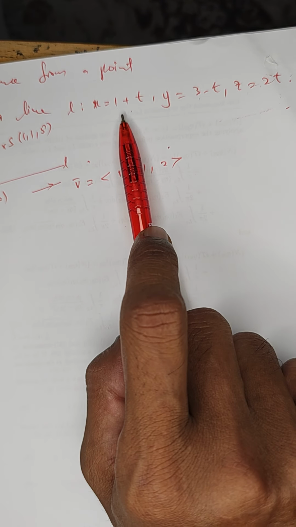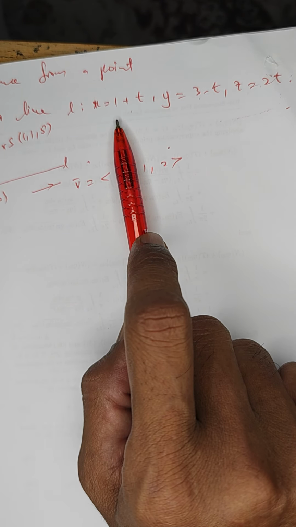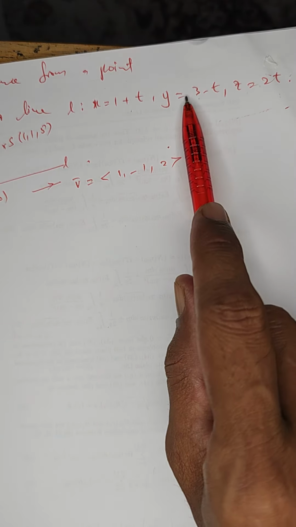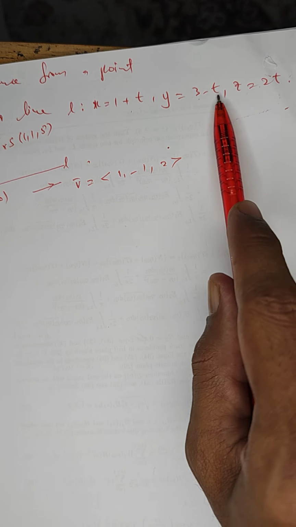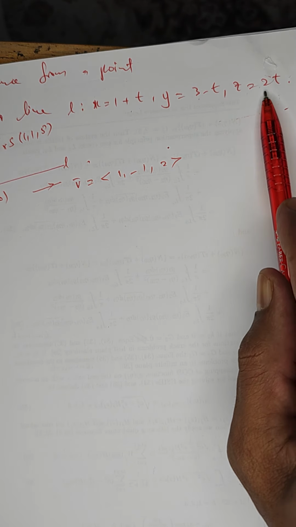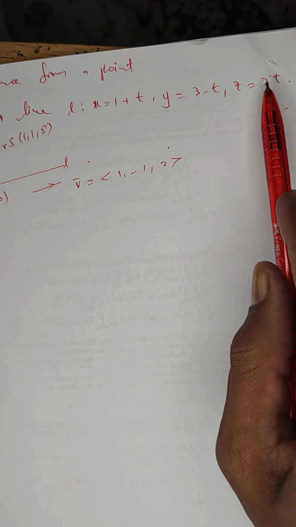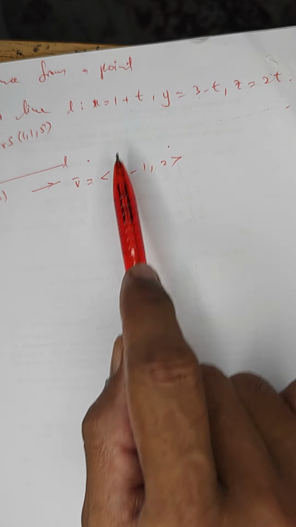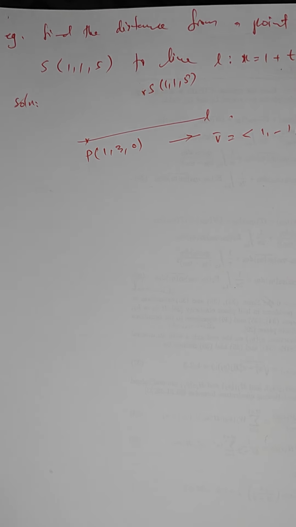Because from the parametric equation of a line, we have x equals x0 plus t v1, where v1 is the component of the vector parallel to the line. Then y equals y0 plus t v2, and z equals z0 plus t v3. So v3 here is 1, v2 here is -1, v1 here is 1.